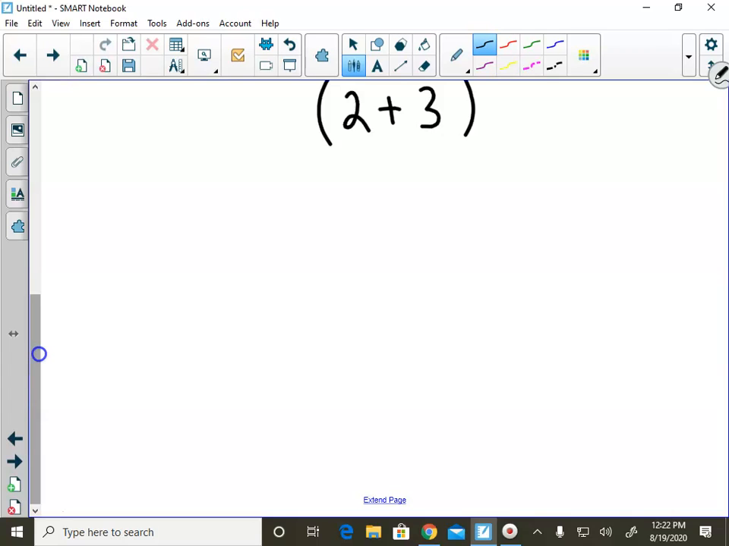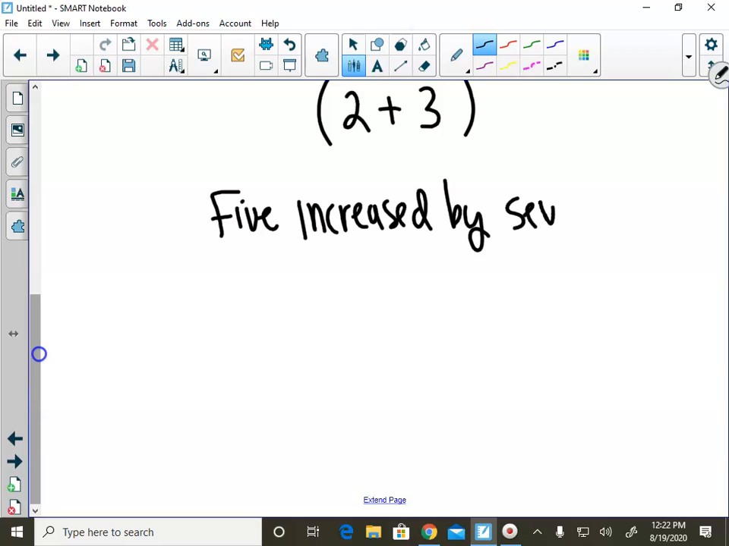Okay, let's keep going. Another example. Here's one where we didn't include this word, but you'll be able to figure it out. 5 increased by 7. What's happening in the problem? We have a 5, and we're increasing it by 7, which means we have 5 to start with, and we're adding 7 to it. So it would look like this.